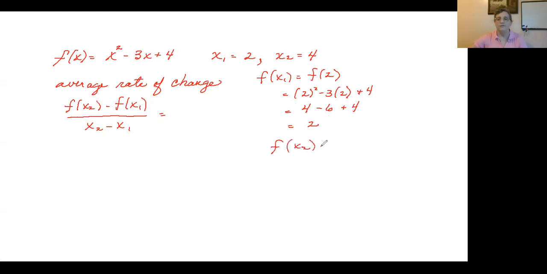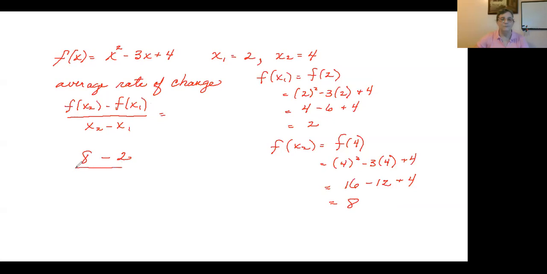F of x2 would be f of 4, which is going to be 4 squared minus 3 times 4 plus 4. 16 minus 12 plus 4 is 4 plus 4, which is 8. So coming back to the formula, f of x2 would be 8, minus f of x1, which is 2, divided by x2, which is 4, minus x1, which is 2. This is 6 over 2, which is 3.